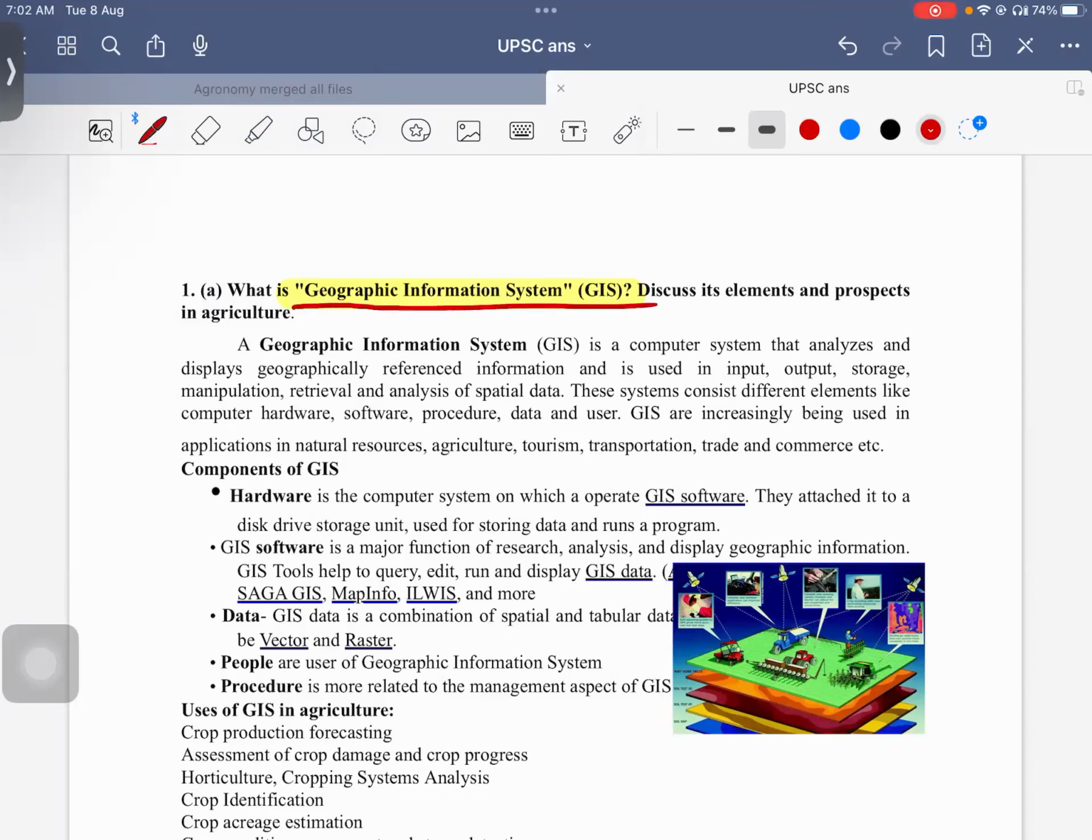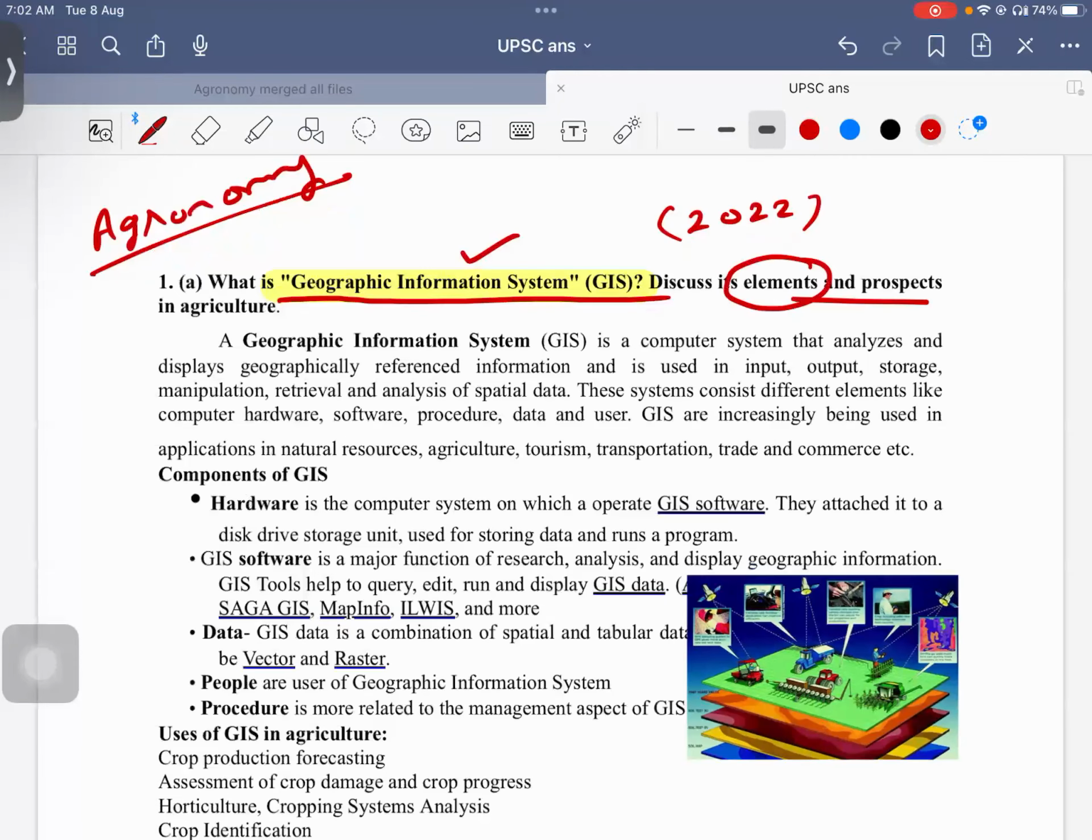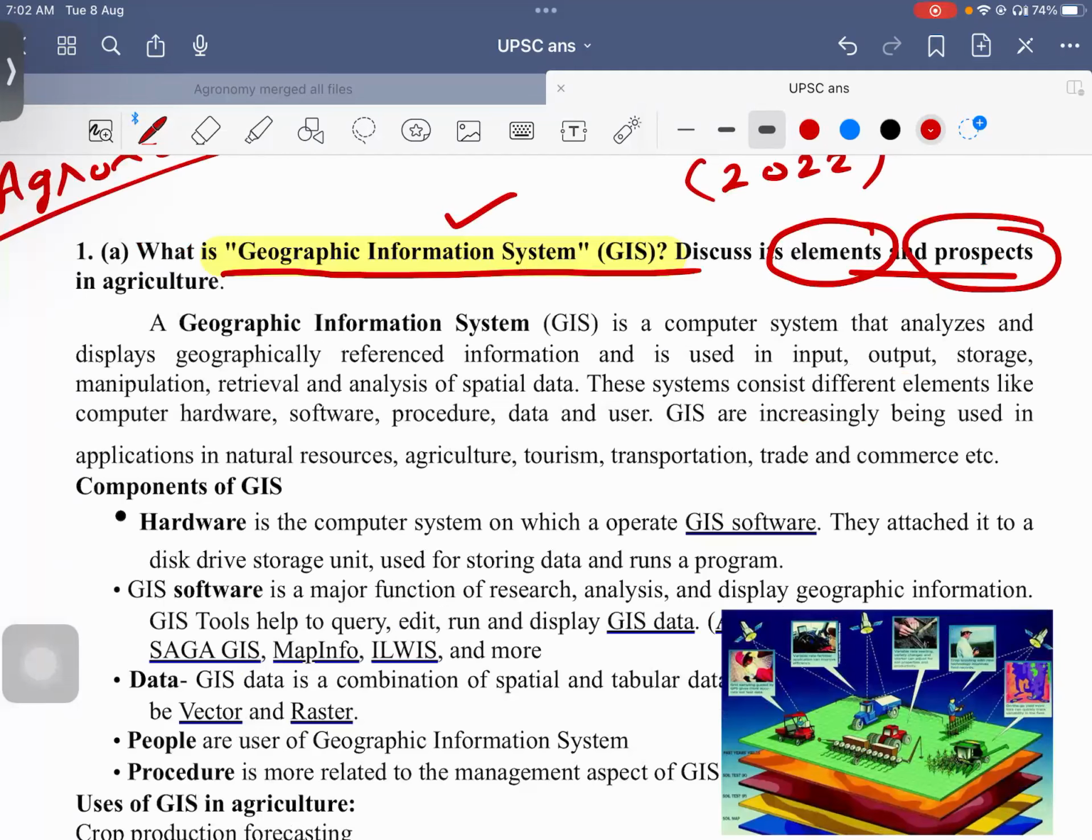Going to study some of the topics related to agronomy, which they have asked in the last few years. So this is a 2022 question. What is geographical information system? Discuss its elements and prospects in agriculture. They're asking elements and prospects. Okay, two things. This is a 10 marker.